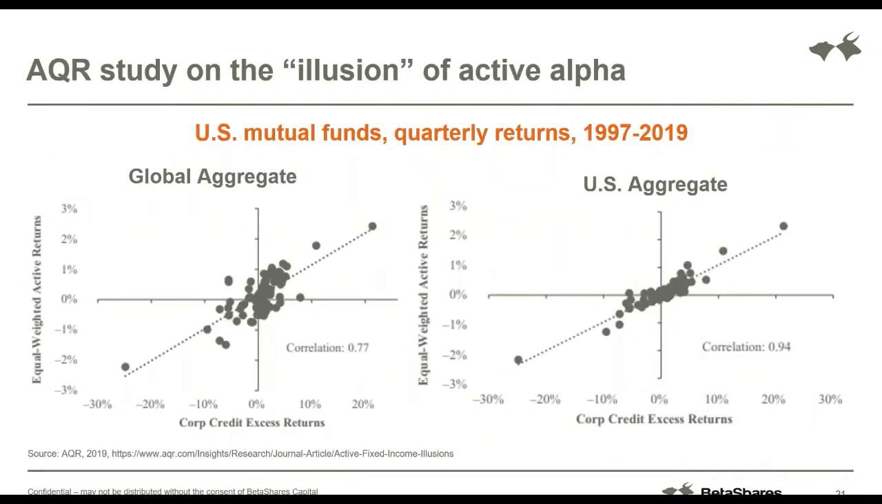But this is not just an Australian phenomenon, this is global. So AQR have done extensive research on sources of alpha within fixed income, and looking at active fixed income managers across US mutual funds, they found that active returns are highly correlated with credit. So basically, there is a bit of a myth of active alpha in fixed income, in that they're taking structural credit bets, both the managers benchmarked against a US aggregate and those benchmarked against a global aggregate.